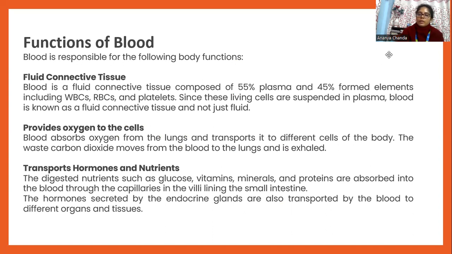So what are the functions of the blood? As we know, blood carries essential importance in our body. The first function is as a fluid connective tissue. As a connective tissue, it is composed of 55% plasma and 45% cellular components, which include RBCs, WBCs, and platelets. These living cells are suspended in the plasma part of our blood, and this is known as the fluid connective tissue. It is not just a fluid, as it contains different types of cells, proteins, and formed elements. That's why it is known as the fluid connective tissue.